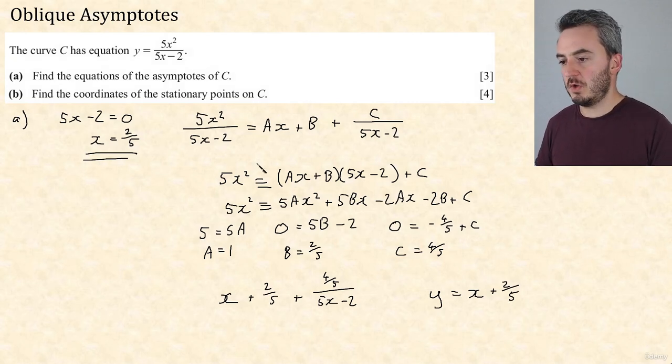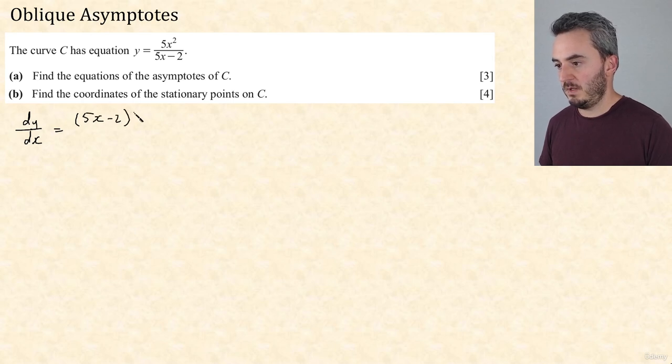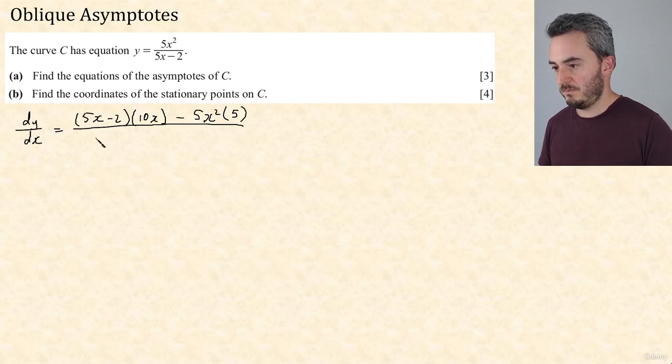Okay, next, let's find the coordinates of the stationary points. This is going to have to be quotient rule here. So, dy by dx is vu dash minus uv dash, all over v squared: so v times u dash is 5x minus 2 times 10x, minus u times v dash, which is just 5, all over v squared. So there's our derivative, and we need that to be equal to 0, which means that numerator is 0.